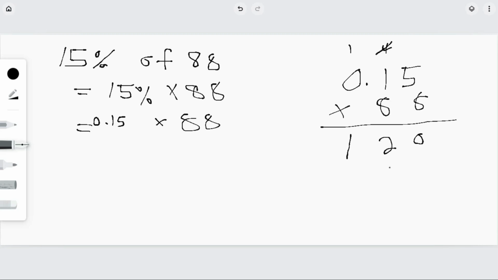So 8 times 5 also is 40. Write 1 and keep 4. 8 times 1 is 8, plus 4, that's 12. You write 2. You keep 1. And 8 times 0.